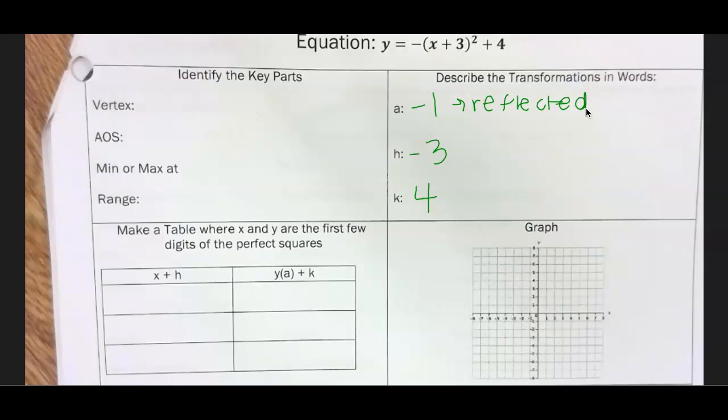What does an H value of -3 do to my graph? So if the H value is -3, is my graph going up, down, left, or right 3 units? Yeah, it's going to go left 3 units. H is horizontal. Horizontal is left to right. So an H value of -3 takes me left 3. So a K value of +4 does what? Goes up 4. Perfect. Only the H.